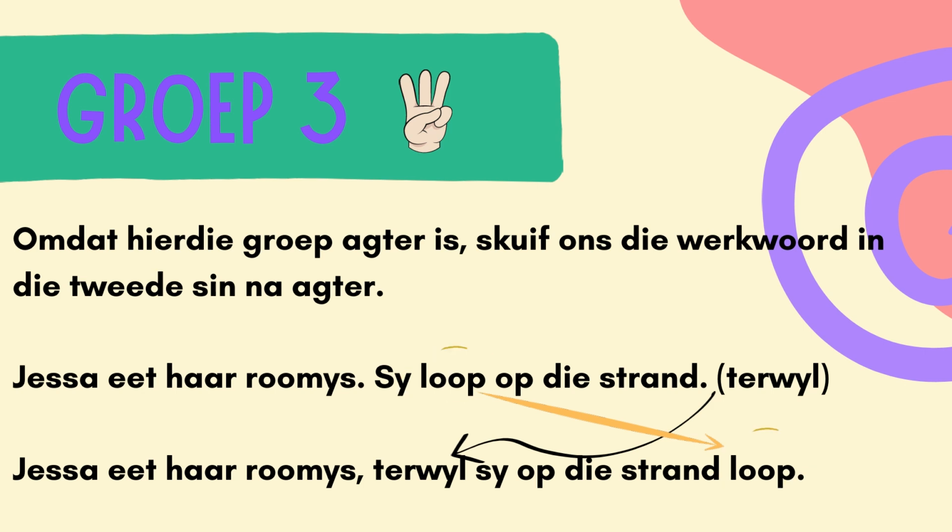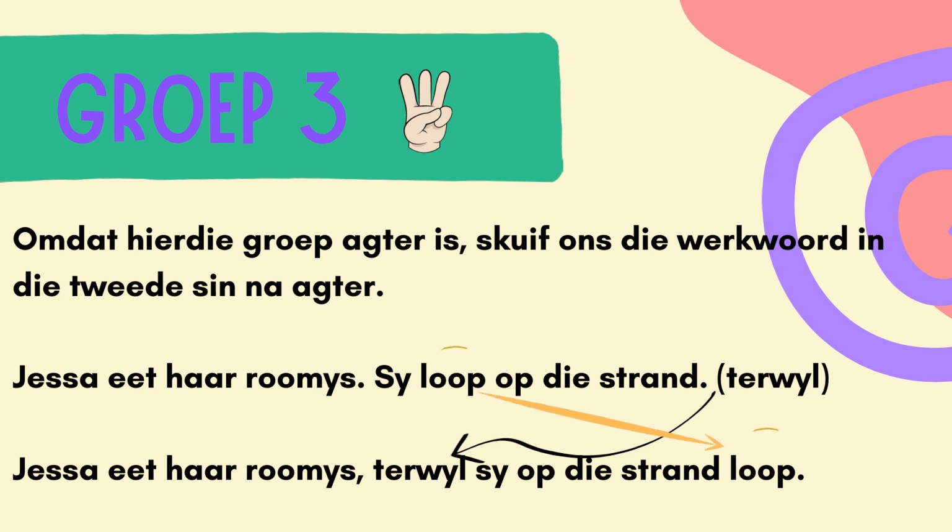Now, terwyl is a group 3 voegwoord. It's a group 3 conjunction. So this means I need to identify the verb in the second sentence and remember to move it to the back. So that means I'm going to write everything else that's left of the second sentence in exactly the same word order, except the verb. The verb is going to move to the back.